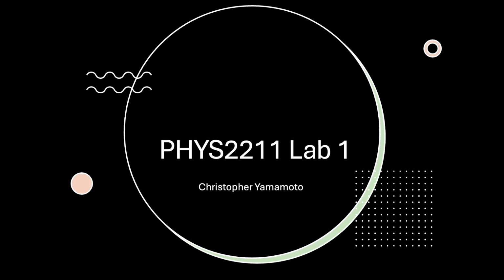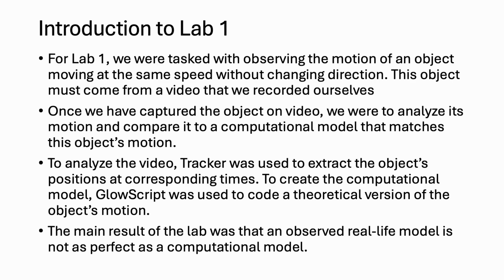Hello, my name is Christopher Yamamoto, and this is my Physics 1 Lab 1. For Lab 1, we were tasked with observing the motion of an object moving at the same speed without changing direction. This object must come from a video that we recorded ourselves.